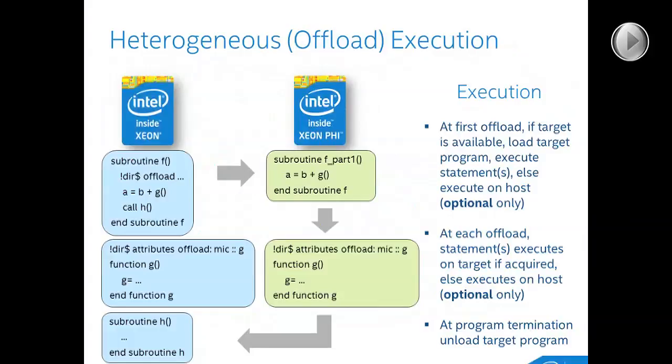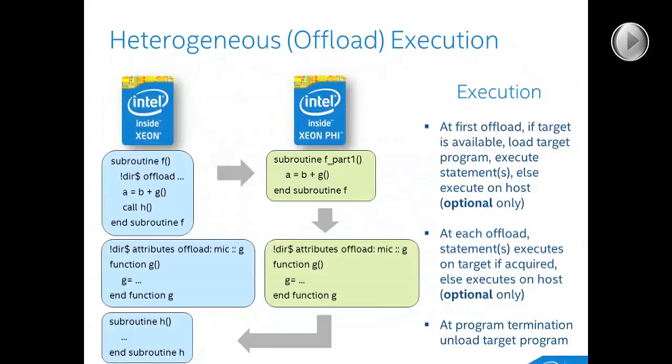Now, under the optional behavior, in the absence of the coprocessor, the execution at this point would just simply remain entirely on the host until the host executable was complete. With the coprocessor available, the runtime will acquire the coprocessor and then load the target image and then execute the associated offloaded code. In this case, it's the assignment to A, which also includes the execution of function G.